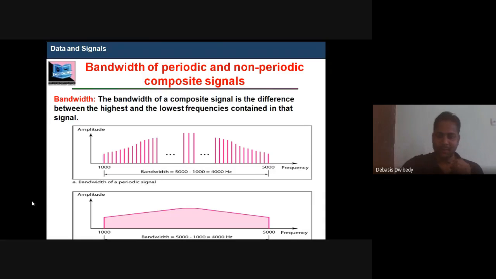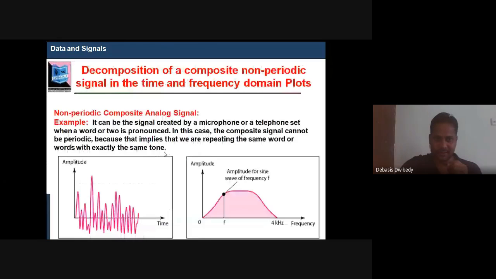Now, if the signal is, for example, this is the representation of the periodic signal with discrete frequencies. Okay. We again come to this definition.